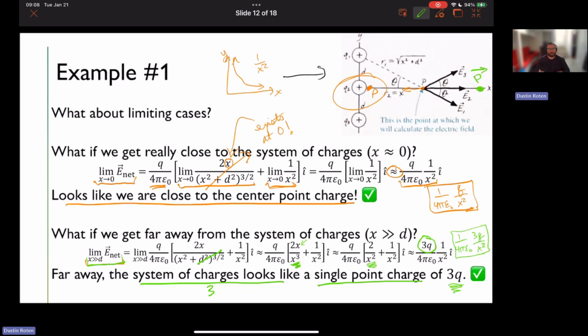Being really far away and just seeing the total charge, but not being able to tell what shape it is. So here in the math, it looks like just a point charge.